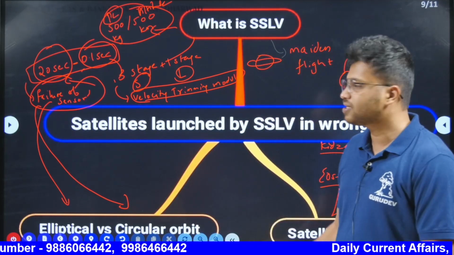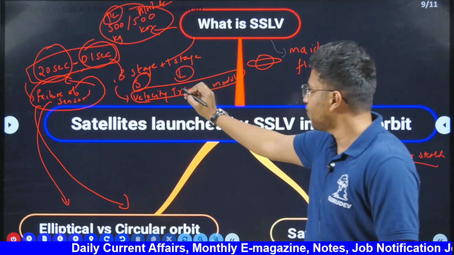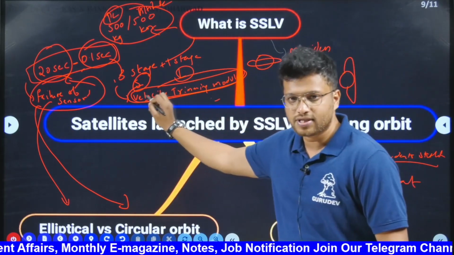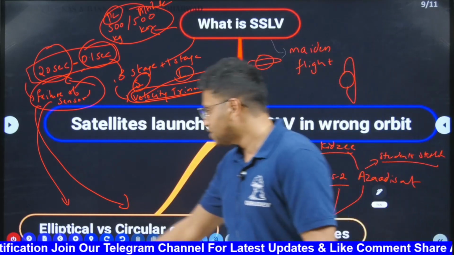Here what you have to remember is the total payload as well as the altitude capacity of SSLV. You have to remember what the velocity trimming module is. You have to remember what elliptical as well as circular orbit is. Okay, so that's all.